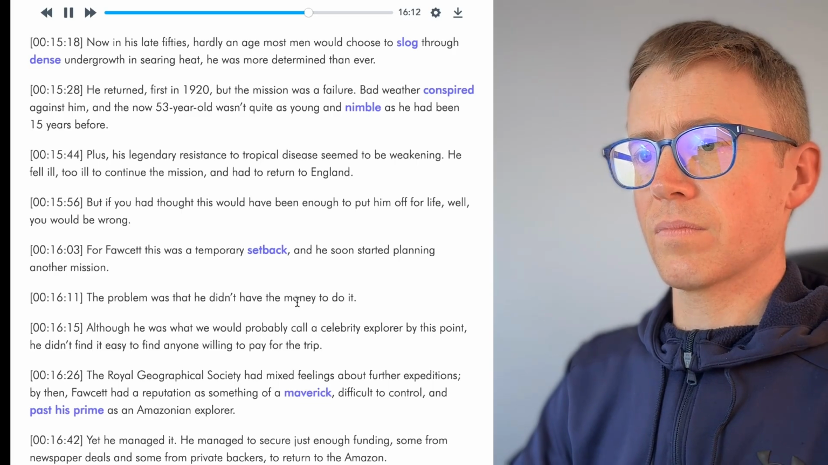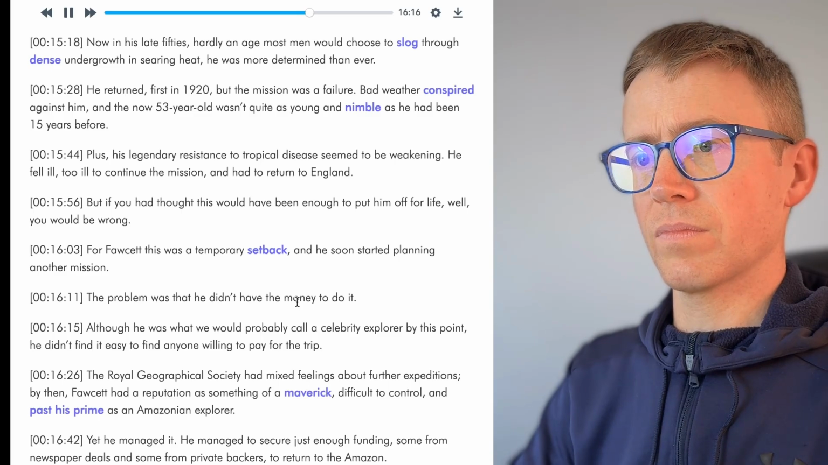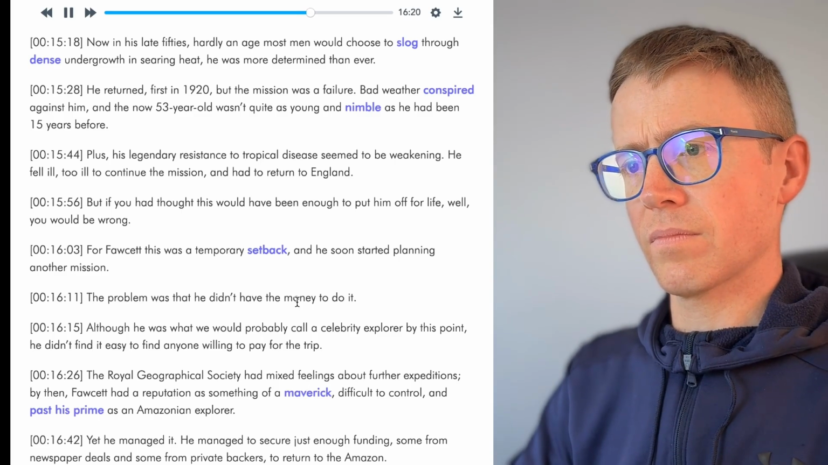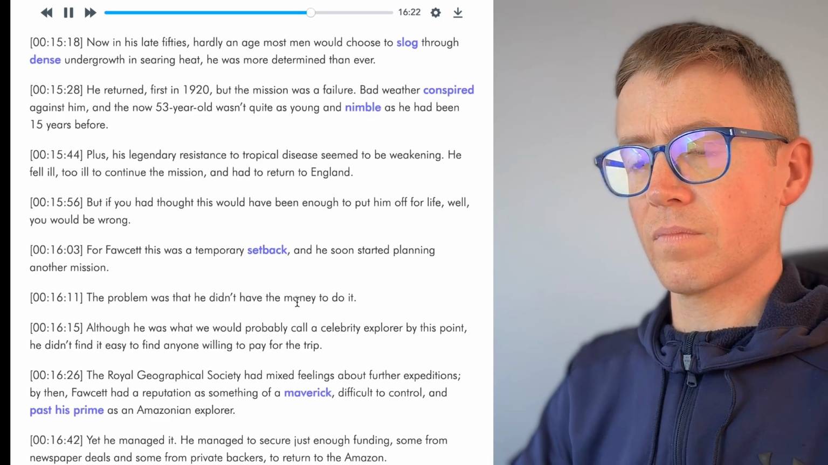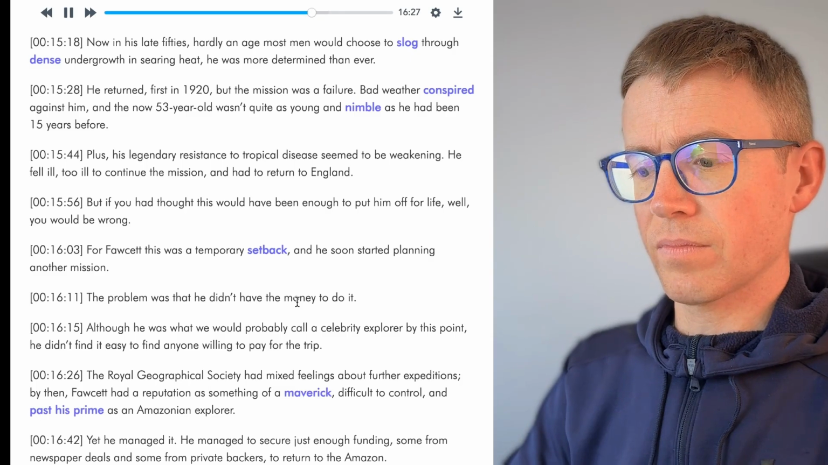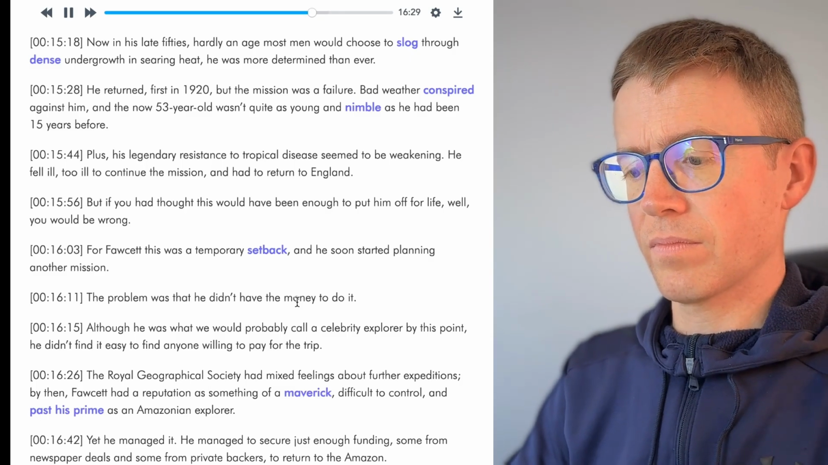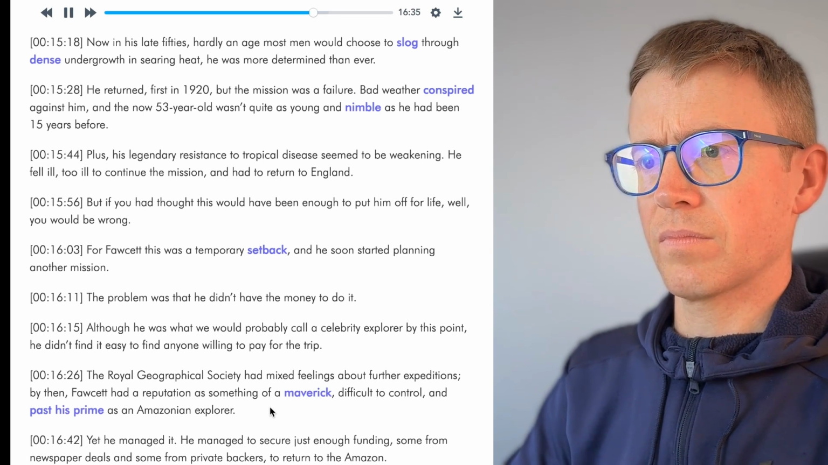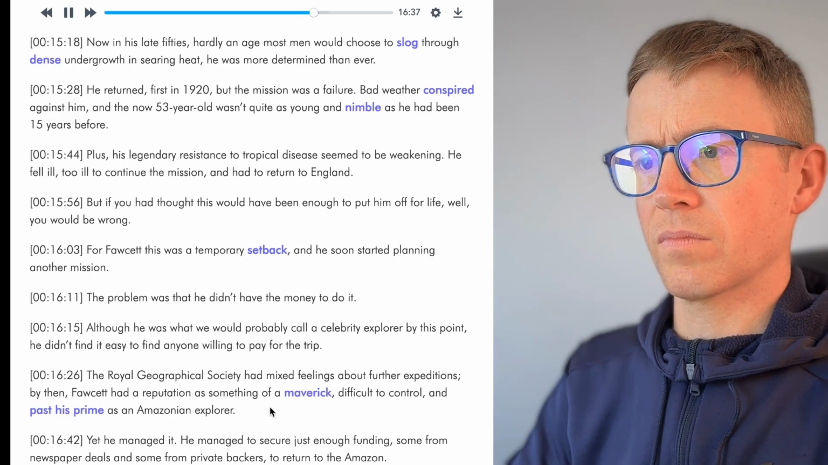The problem was that he didn't have the money to do it. Although he was what we would probably call a celebrity explorer by this point, he didn't find it easy to find anyone willing to pay for the trip. The Royal Geographical Society had mixed feelings about further expeditions. By then, Fawcett had a reputation as something of a maverick, difficult to control, and past his prime as an Amazonian explorer.